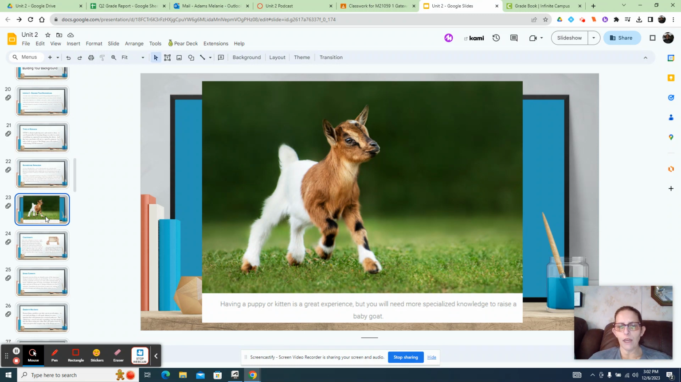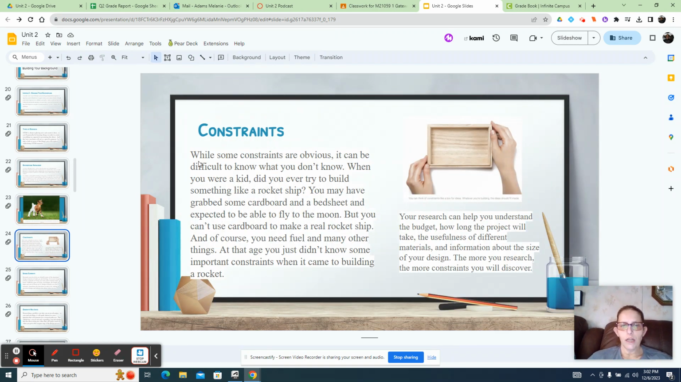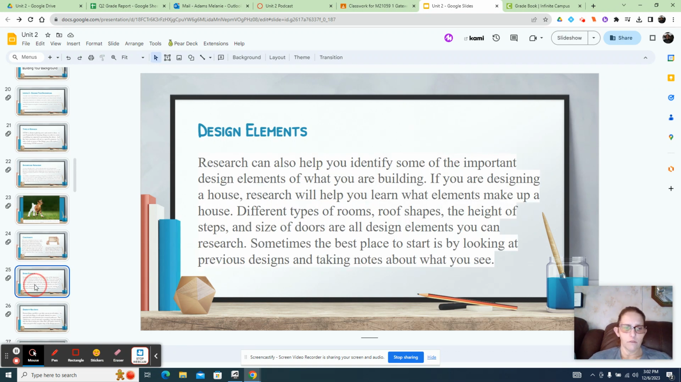Having a puppy or a kitten is great, but does it help you understand how to raise a baby goat? Probably not. So constraints, remember, we think that's obvious, but did you ever try to build something, grab some cardboard and a bed sheet, and think you were going to do something? Well, you have to know about all of the constraints, like budgets and different sizes of material. You need this sort of thing to work.